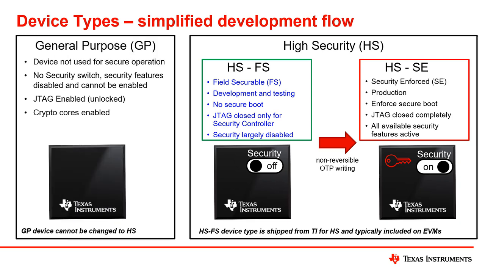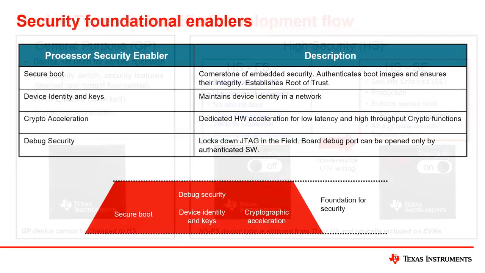These are both in contrast to general purpose devices. We do have GP devices for some product families still. These are devices that cannot have security on them. They're not designed for security at all. You cannot turn security on, and thus should only be used in systems where you know security will never be needed. And that's becoming pretty rare these days, so we highly recommend people start with HS-FS devices, field securable devices, and then turn on security when they're ready in their production cycle.